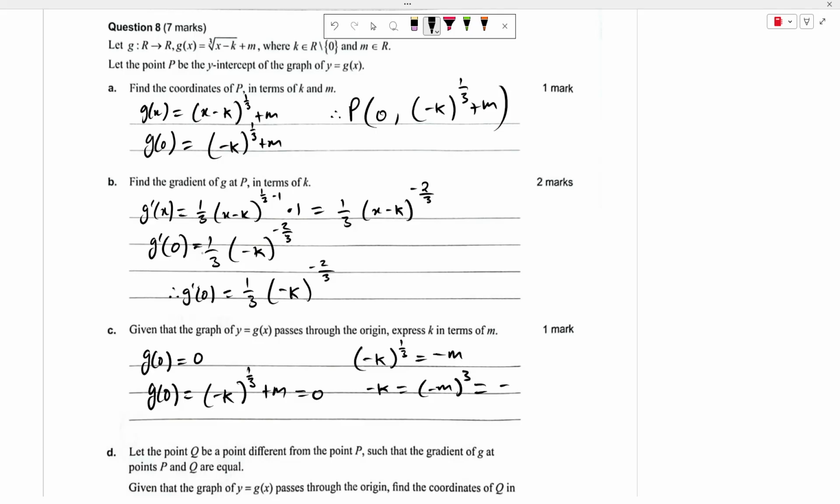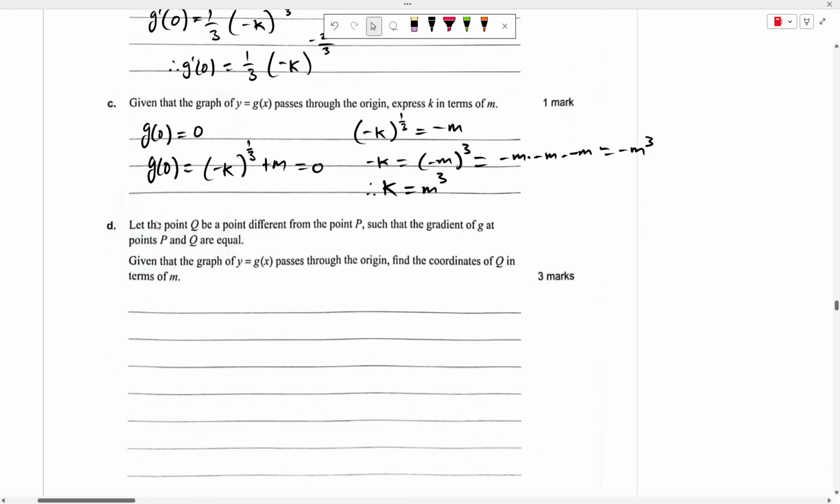We can cube both sides, so you get negative k is equal to negative m cubed. Now negative m cubed is negative m times negative m times negative m, that's just negative m cubed. So k is going to equal m cubed. Right, there's our answer for this one. Okay, on to the last one.